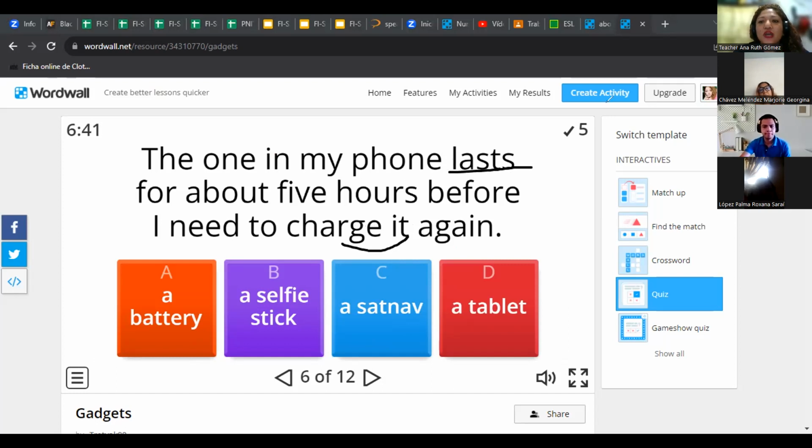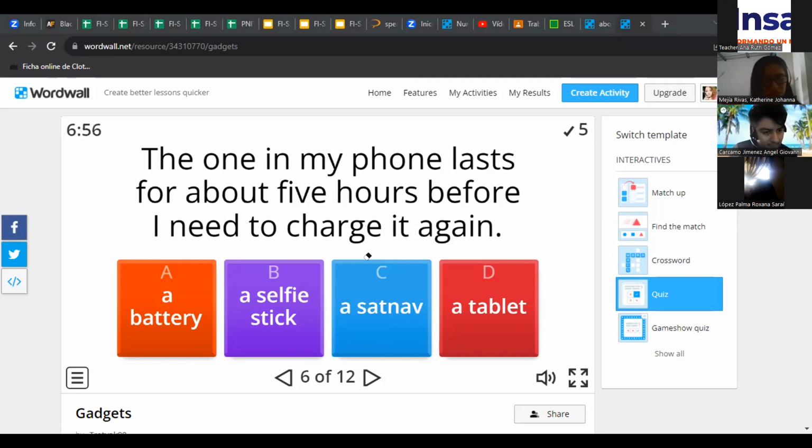Okay, so which is the answer, guys? It is a battery. Very good. All right, give me a moment, please. It is a battery. Great. A sat nav.